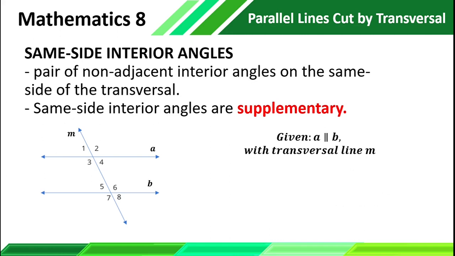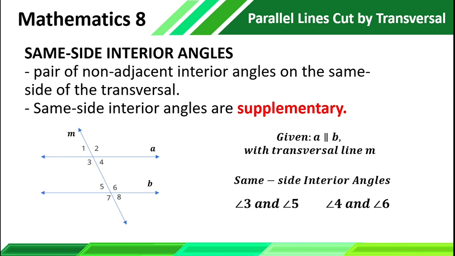Second to the last is same side interior angles. These are a pair of non-adjacent interior angles on the same side of the transversal. Always remember that when we see same side interior angles, these are always supplementary. So in our given, we have angle 3 and angle 5, and angle 4 and angle 6.